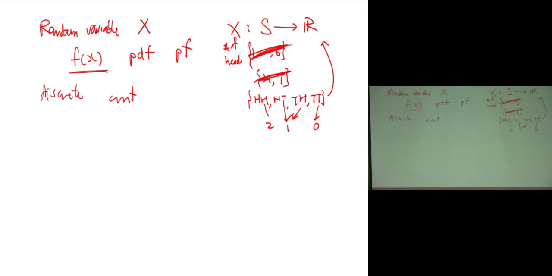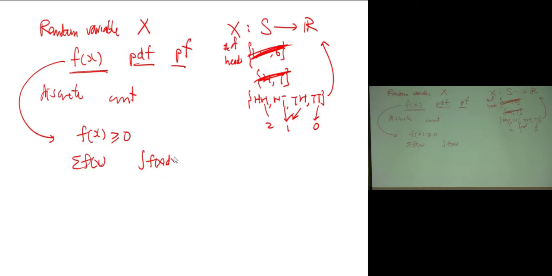In order to be a probability density function or probability function, you must have this property. F of x must be greater than or equal to 0, and the sum of f of x, or the integral of f of x dx from minus infinity to infinity, must equal 1. So the sum over all x of f of x equals 1, or the integral from minus infinity to infinity of f of x dx equals 1.